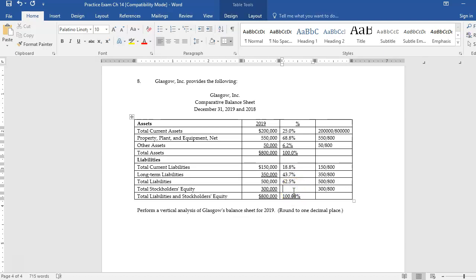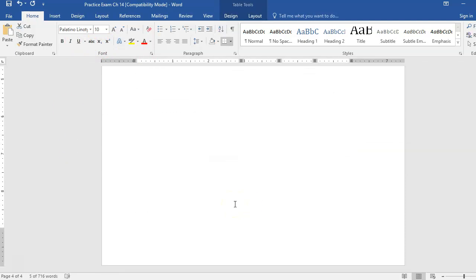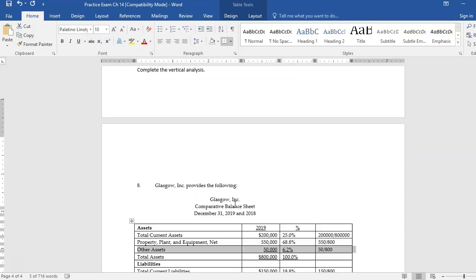All right, and this is 300 divided by 800, and that is 37.5. And then 62.5 and 37.5 add up to the 100. And that is it.